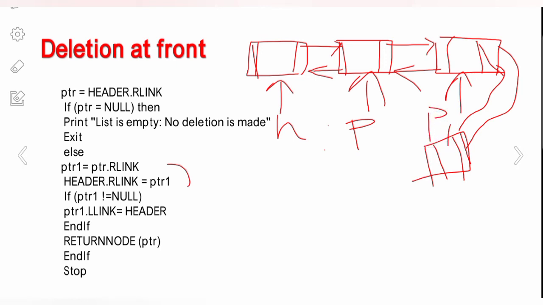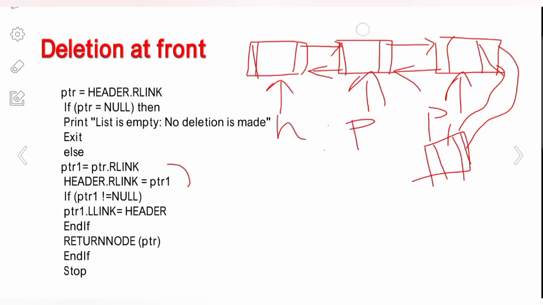So pointer 1 equals pointer dot right link. Okay, so pointer 1 is a new pointer with the right link of the pointer. So header dot r link equals pointer 1. Okay, so we are going to remove the header node here. And then if pointer 1 is not equal to null, we are going to make pointer 1 dot left link equal to header. Okay, so if the pointer 1 value is not equal to null, we make the pointer 1 dot left link the header.